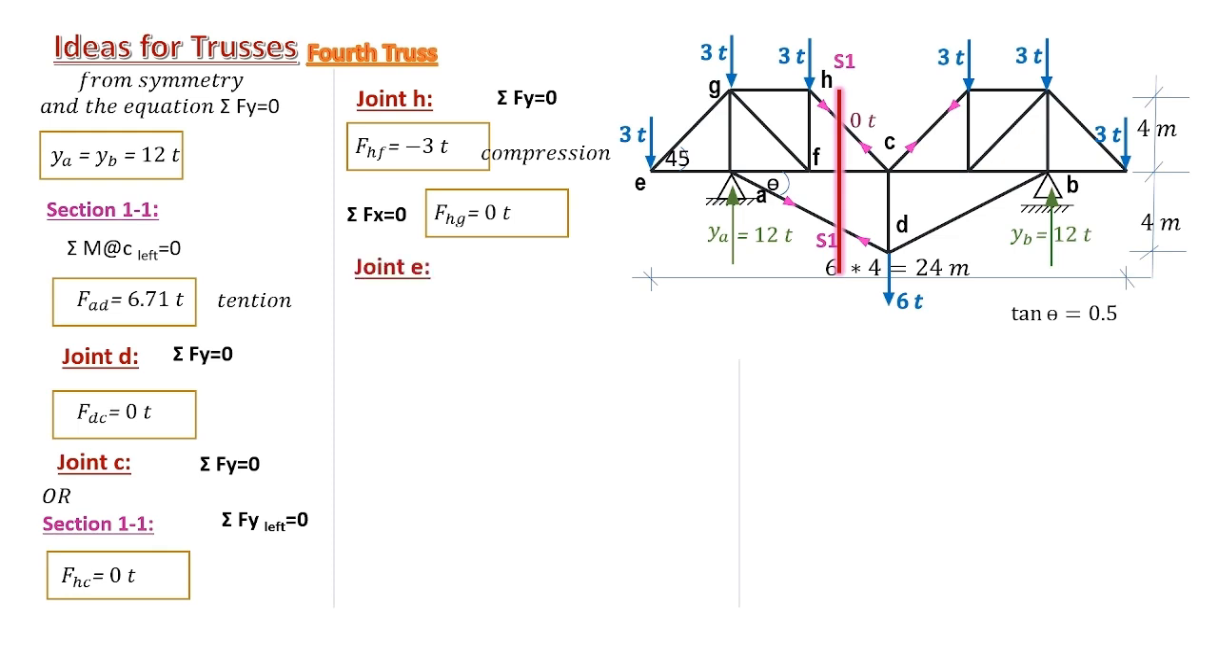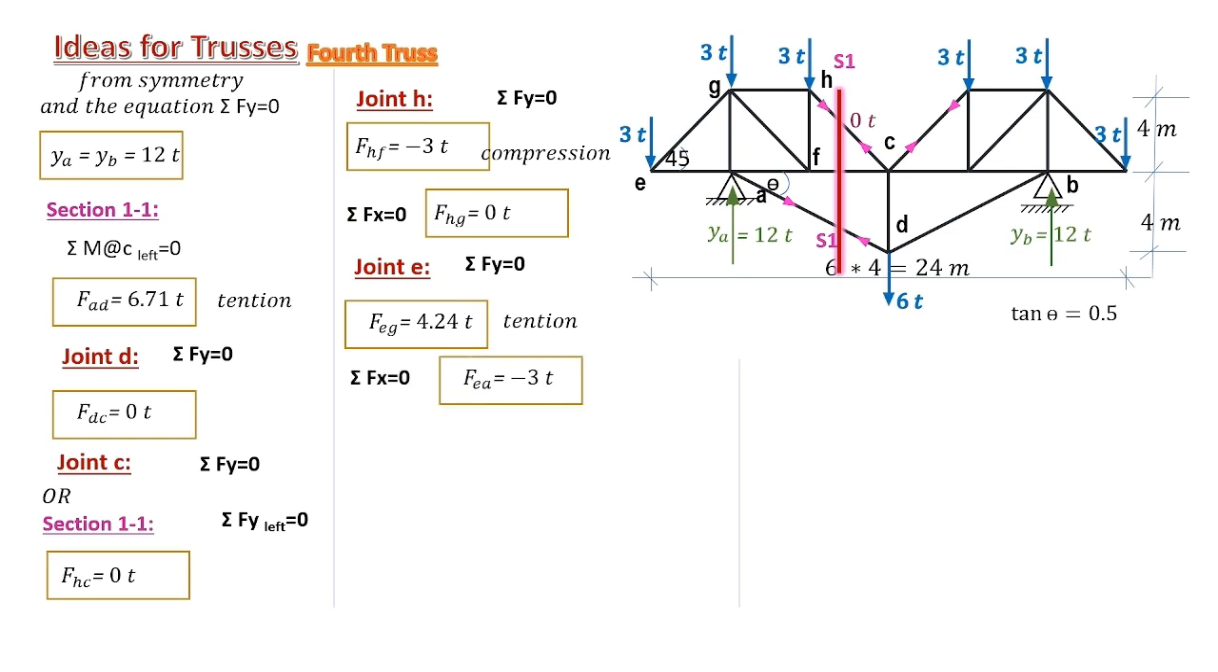We can proceed with joint E here. We have the unknowns EG and EA. If you consider equilibrium in the x, you will have 2 unknowns. So start with equilibrium in the y direction to get EG, and then having EG, you can now consider the x direction to get EA.